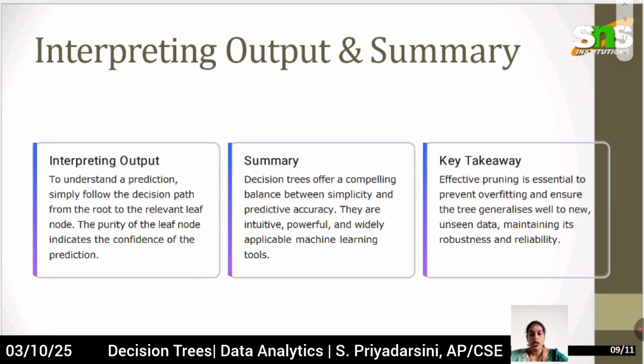Next, we will see about interpreting output and summary. To interpret a decision tree prediction, we simply follow the decision path from root to leaf node. The leaf node gives us the predicted output and its purity indicates how confident the model is. In summary, decision trees are intuitive and powerful. They strike a balance between simplicity and predictive performance. However, always remember pruning is crucial to avoid overfitting and maintain generalization.